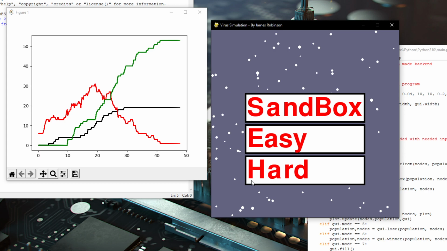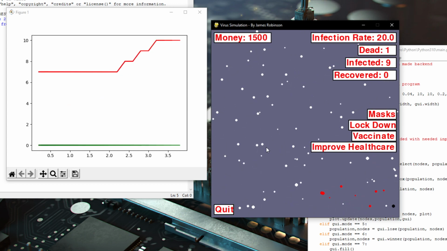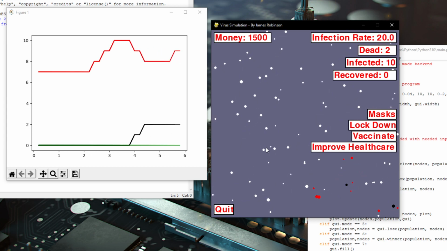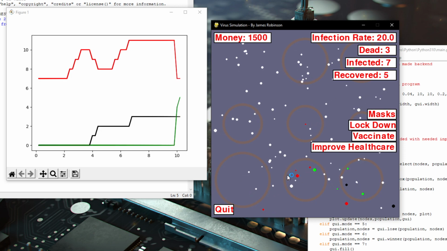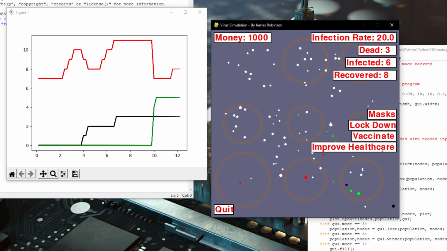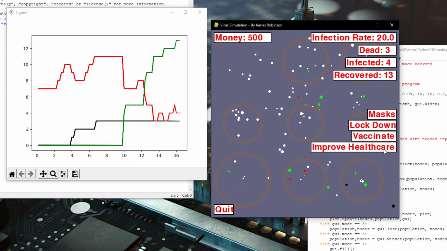You can see with easy mode, you can pretty much let it run by itself, and most of the time you will win. That's the point of easy mode: you're supposed to just be able to let it run. But obviously I can do stuff to increase my score, which is the point. If I improve healthcare, for example, that reduced my money by quite a lot.